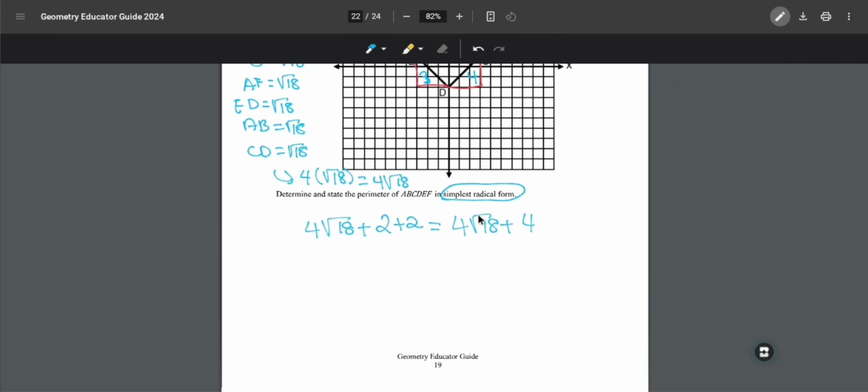So if I look at my square root of 18, I think of 2 numbers, one of them a perfect square, that when multiplied together give me 18. Well, I can think of the square root of 2 and the square root of 9. Square root of 9 is just 3. Square root of 2 remains the same. So I'm going to end up doing 4 times 3 square root of 2 plus 4. And this simplifies to 12 square root of 2 plus 4 as your final perimeter of ABCDEF in simplest radical form.